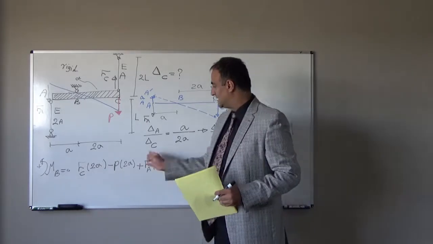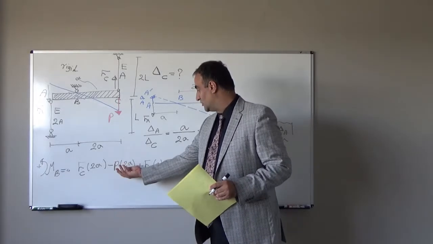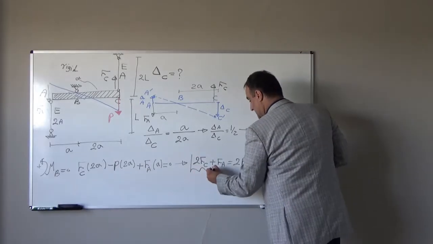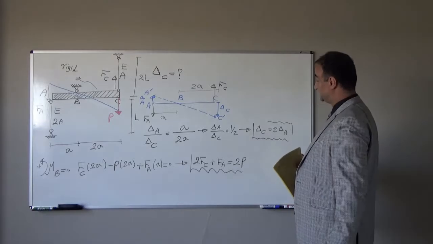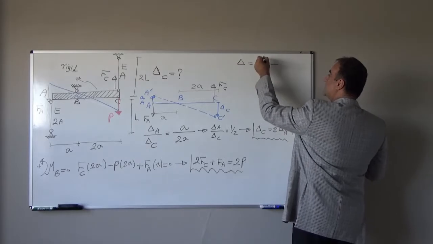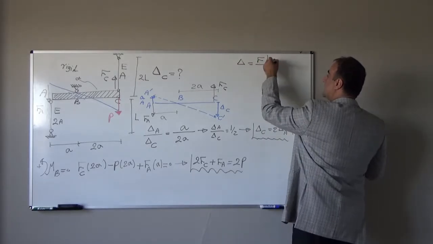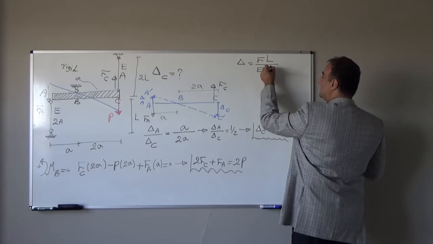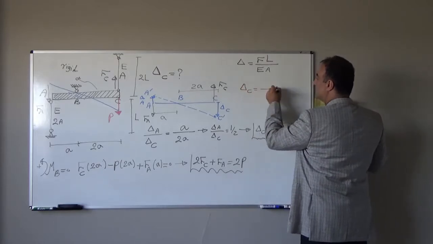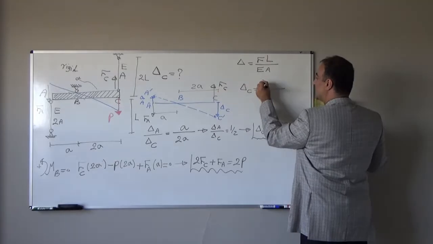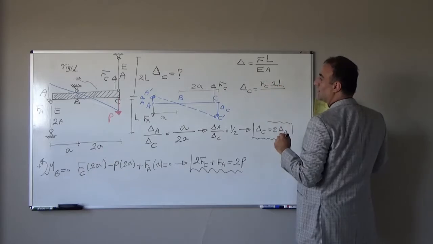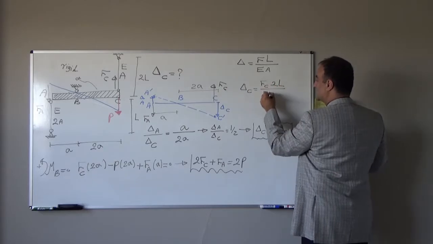What I did here, I canceled A and then I took 2P to the right side, so it will become positive. Now I have these two equations. We know the deformation in one member is equal to the axial force in that member times the length of that member divided by EA of that member. So how much is delta C? Delta C will be internal force in that member, which is FC, times the length of that member, which is 2L, divided by EA of that section.